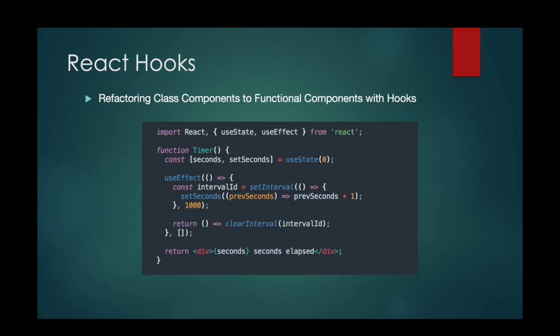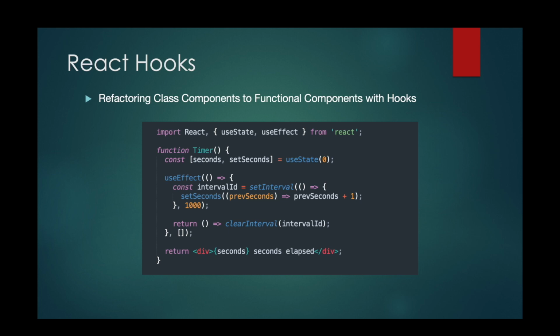Refactoring class components to functional components with hooks. Class components can be refactored into functional components with hooks. Here's an example of refactoring a class component into a functional component using useState and useEffect. In this example, the timer component is refactored from a class component to a functional component using useState to manage state and useEffect to update the timer every second. So if you go through this example, you'll see how useState and useEffect are used.